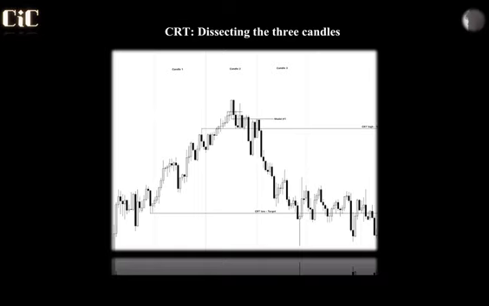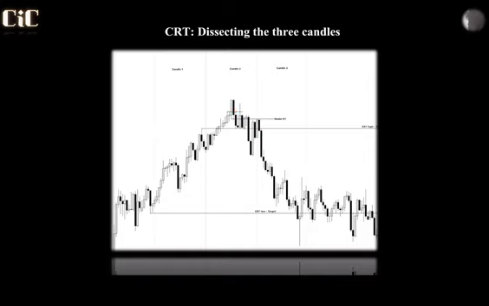Now, there are only two types of CRT candles, or candles in general. There's a candle where it's more lucrative to buy below the open, and there's candles where it's more lucrative to sell above the open. That's the only two candles that exist. Buy below the open, sell above the open.